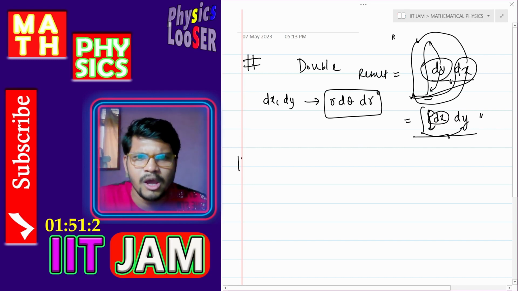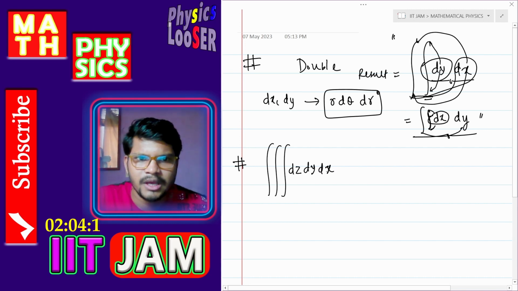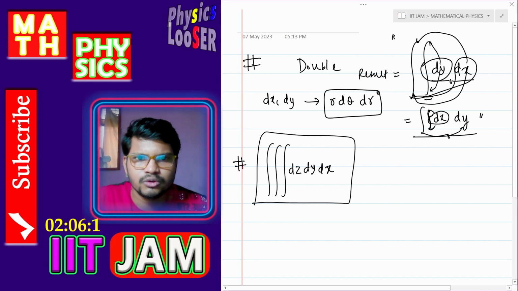So in this video, we are talking about triple integration, where our integral will have three integrals, going from dz to dy to dx. By default, we are going to use this approach, in which you first do the integral in z, then the integral in dy, and then again the integral in dx.